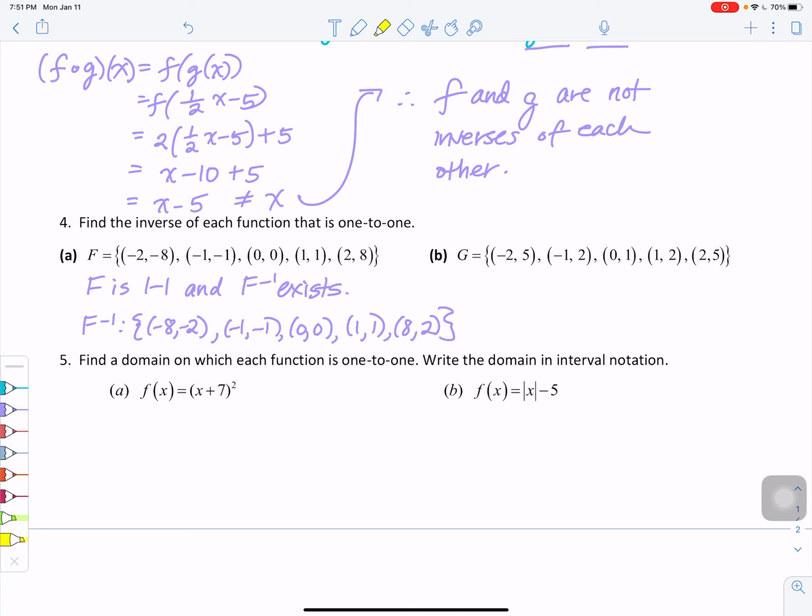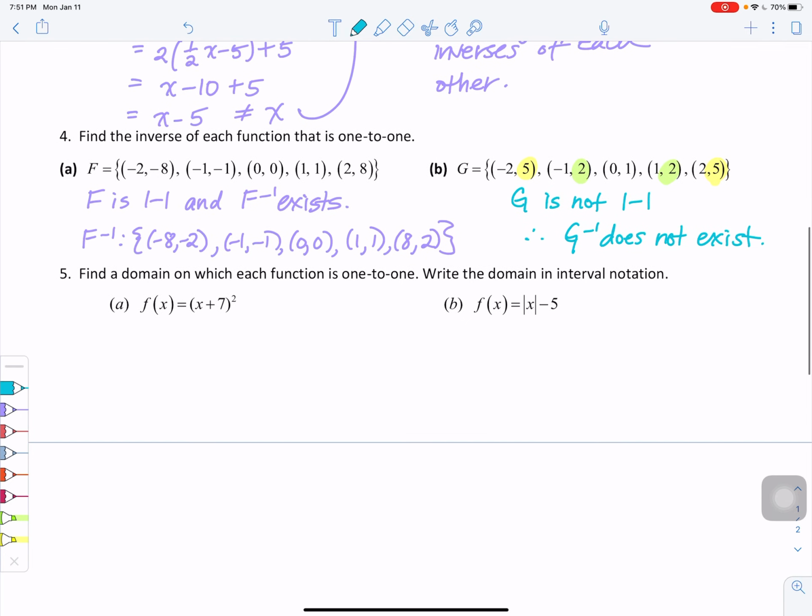Let's look at 4b. What do you notice? As you can see, I see a repeated y value. I also see another one. So this function, g, is not one-to-one. Therefore, g inverse does not exist.